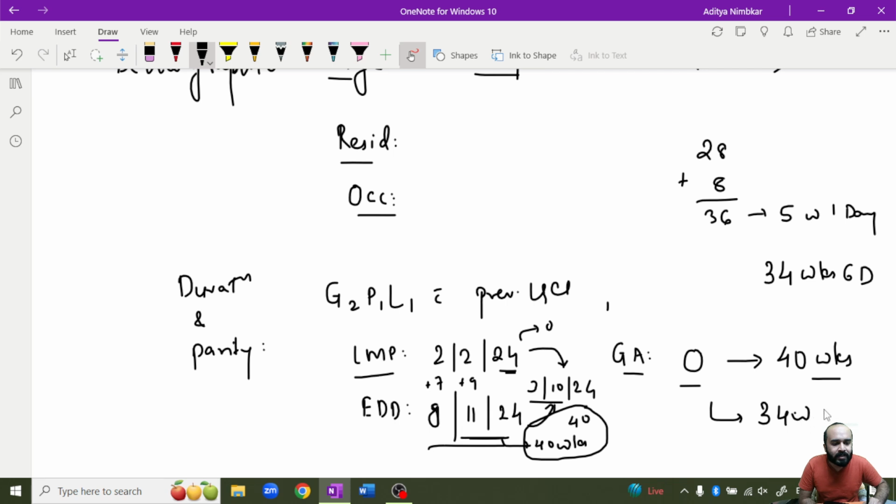34 weeks, 6 days. Now at your undergraduation level, if you are able to answer this question, if you are able to answer the gestational age in exact weeks and days, it is going to put an immense amount of impression on your examiner, because this is something that only postgraduates do. So if you are able to do this, amazing.